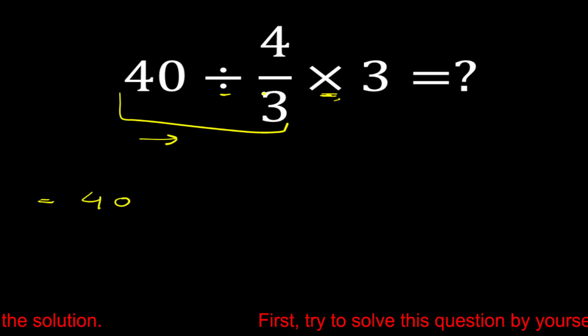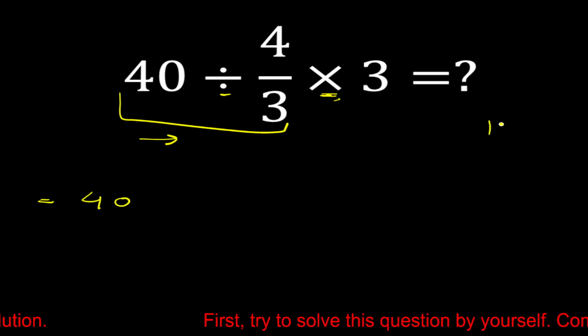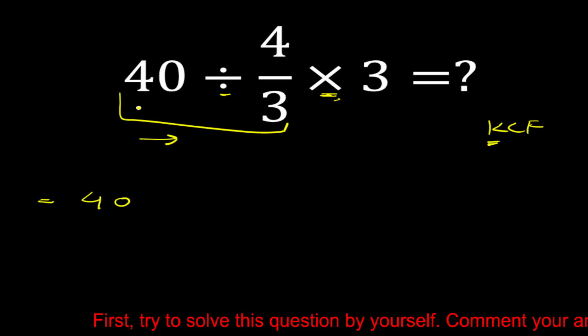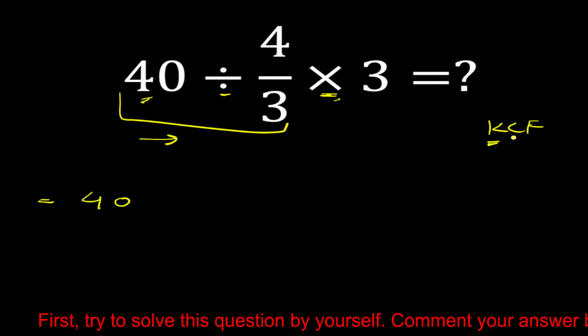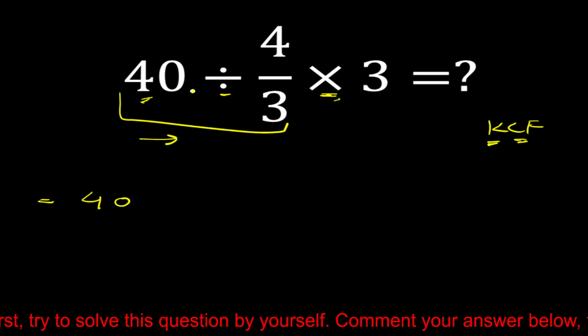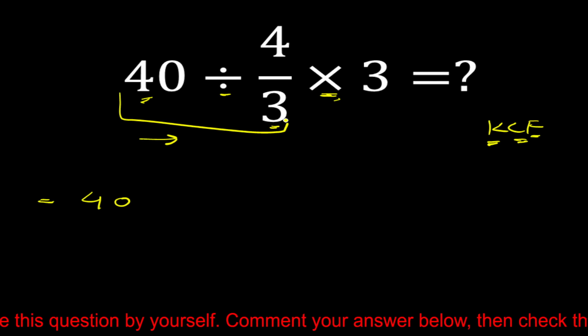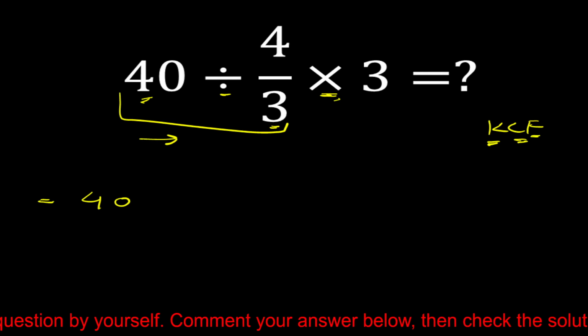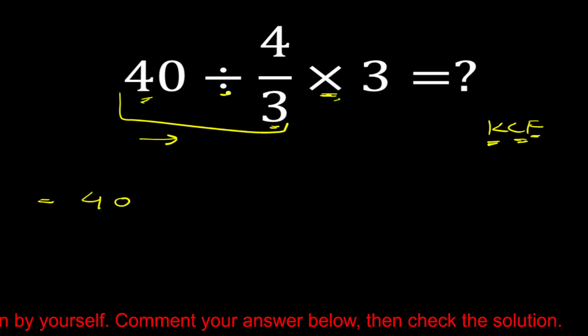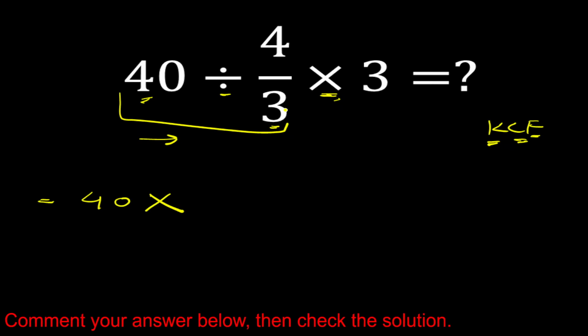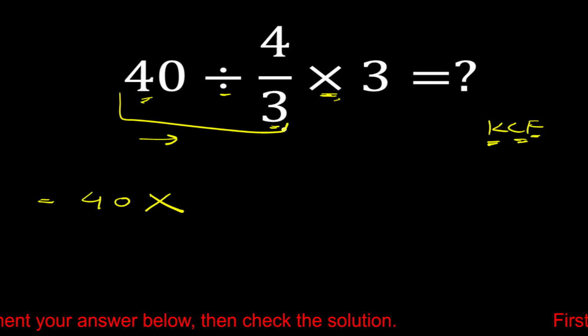Therefore, 40. Now we have to use the KCF rule. K means keep the first fraction same as it is. C means change the sign. F means flip the second fraction. Okay. Therefore, 40. Change the sign from division to multiplication. F means flip this second fraction.